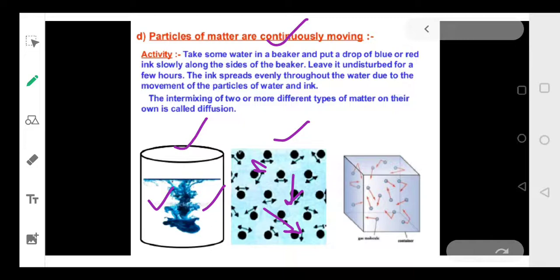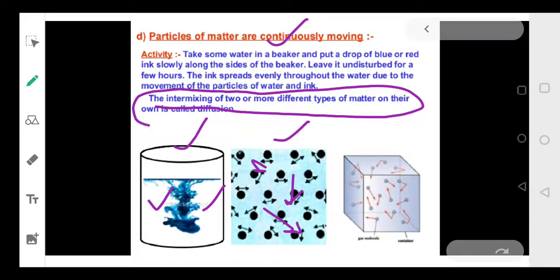So this intermixing of particles, that is, the intermixing of two or more different types of particles, is called diffusion. What is it called? Diffusion. Okay.